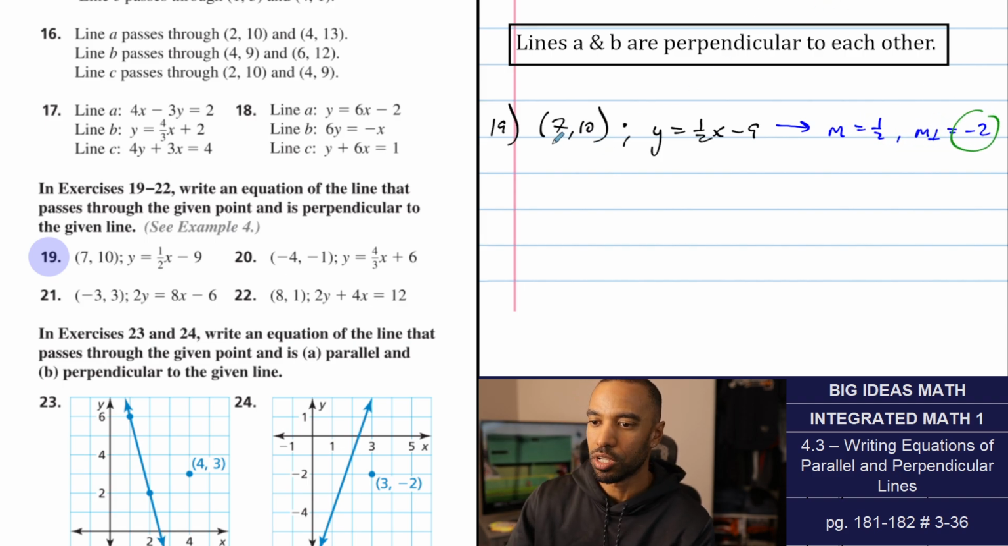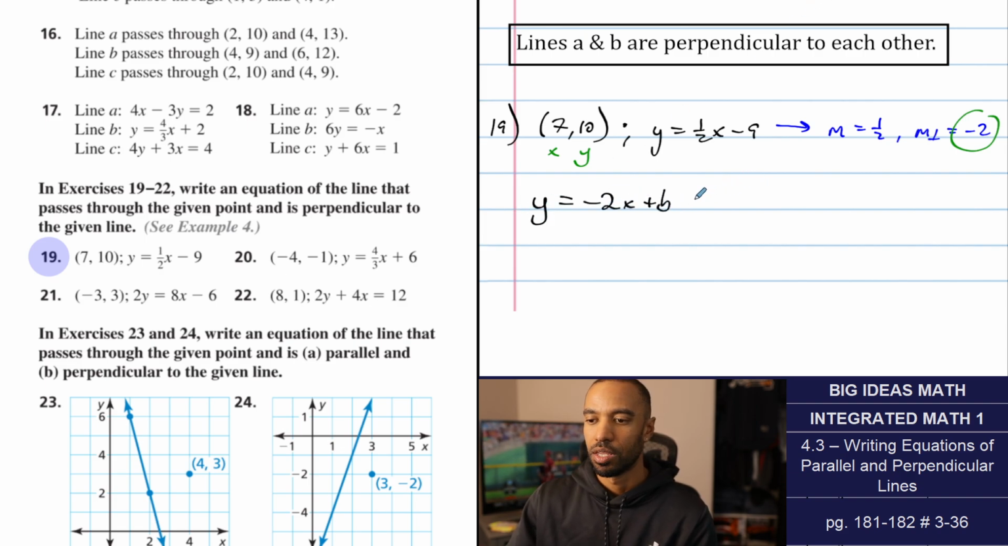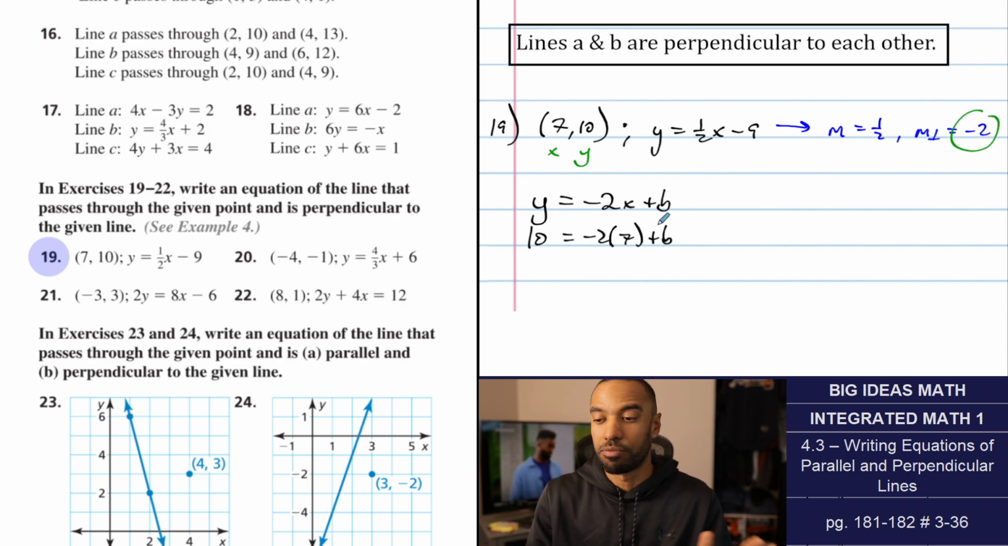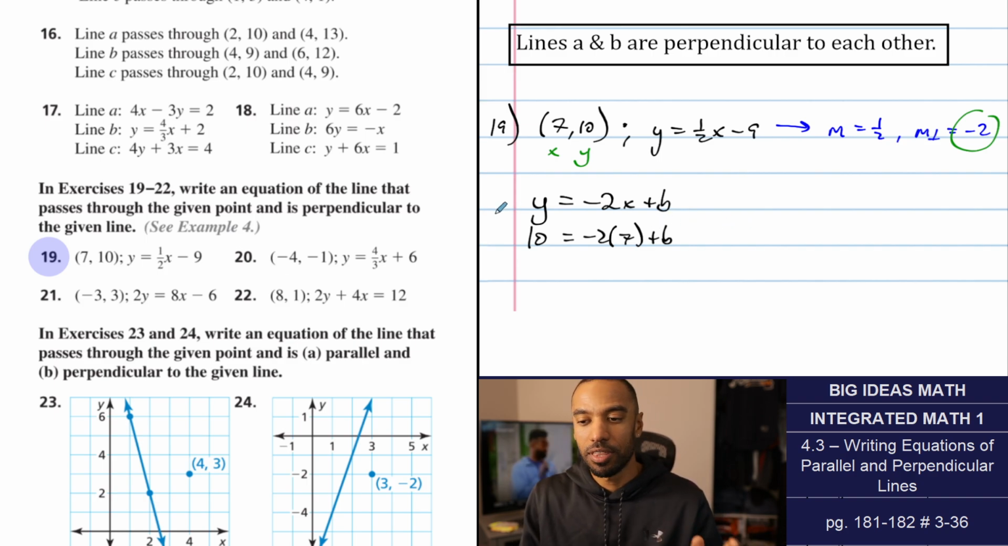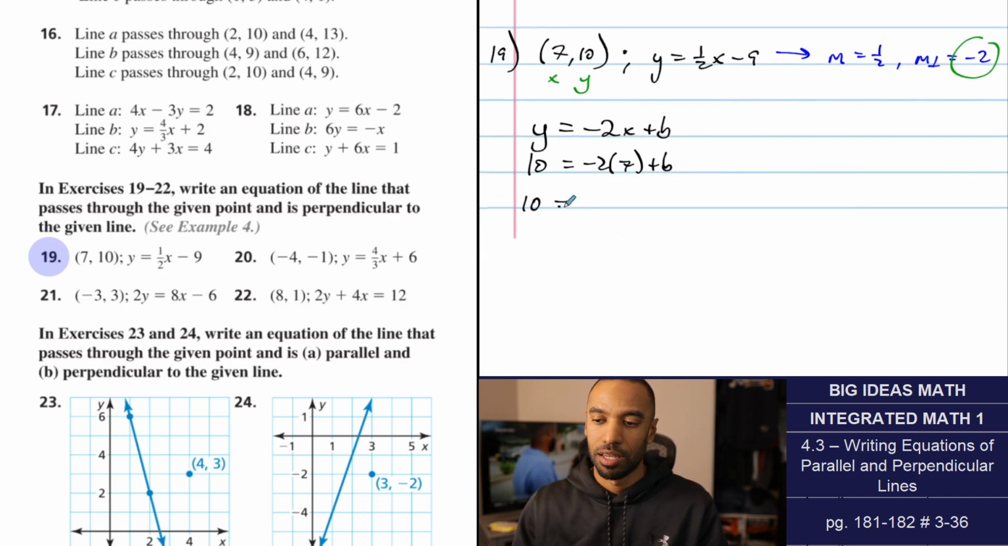So as far as equation goes, remember this will be our x, y we substitute in the equation. Y equals -2x plus b. So we're going to do 10 equals -2 times 7 plus b. I'm hoping for the error analysis questions, where they plug in 7 for y and 10 for x, because that is a common mistake that I see. Anyway, so -14 plus b, and we add 14 to both sides, and we get b equals 24.